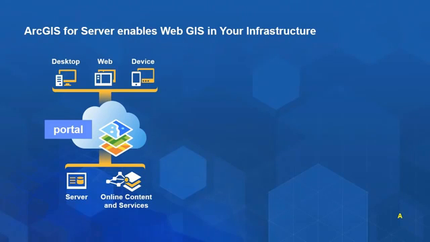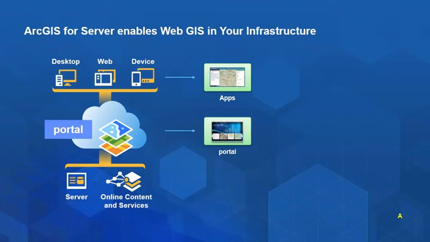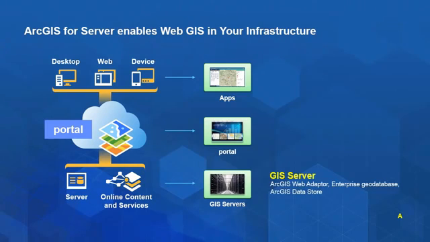To quickly review, I have applications on the top. They search and discover resources through a portal. A portal is powered by a GIS server. Those are the three concepts. Now with ArcGIS for Server, what do I get? Well, I get the GIS server. I get the web adapter, enterprise geodatabase, and the ArcGIS data store. These are different pieces that are on the DVD or in the box with ArcGIS for Server. And we're going to talk about each of these in the next hour.